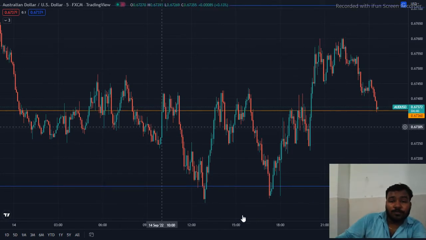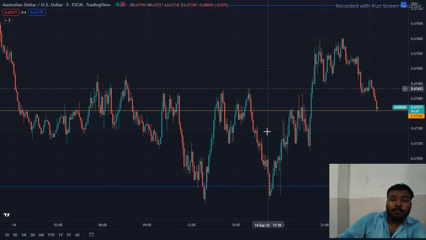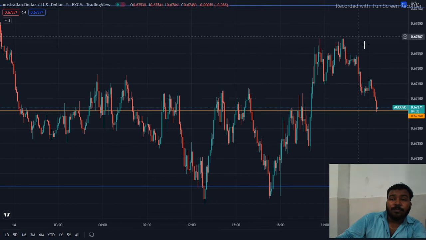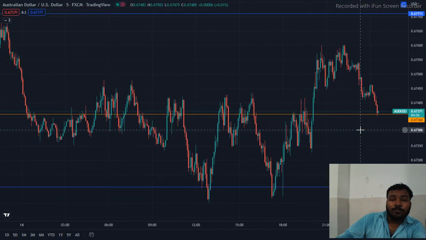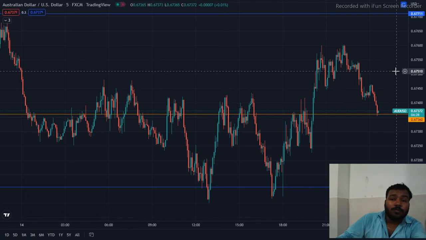See here also, double bottom formation. Okay, and it broke the last swing. We got a confirmation to enter. Again, there was a zone here. Okay, got sold out. Now this level 0.67360 is a level to be watched out.